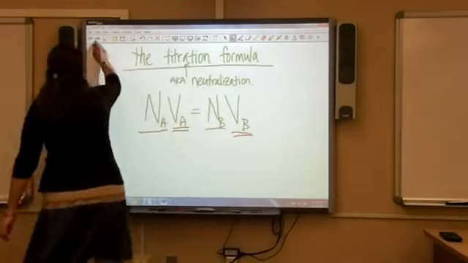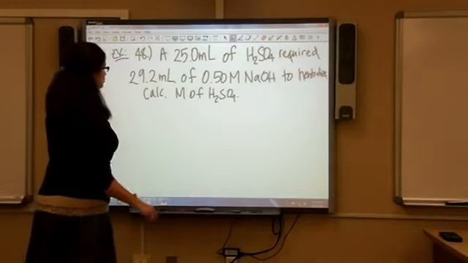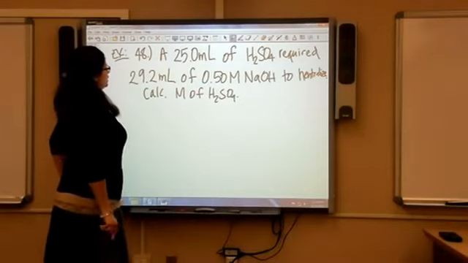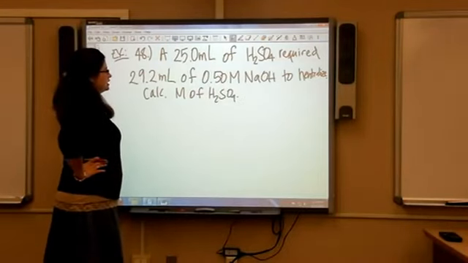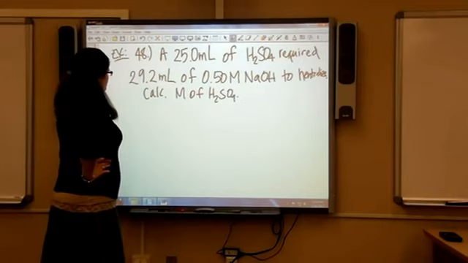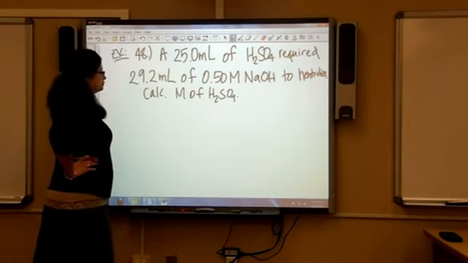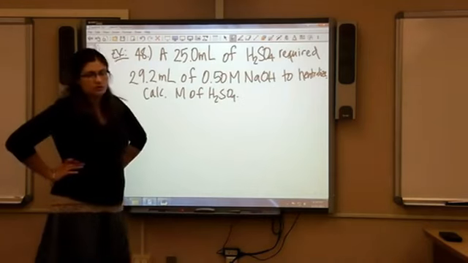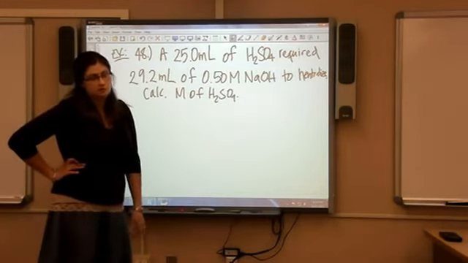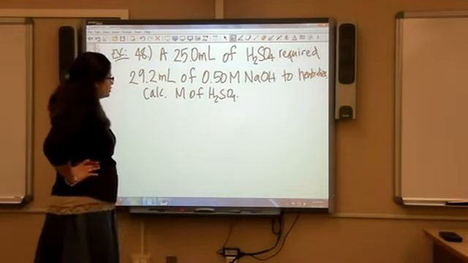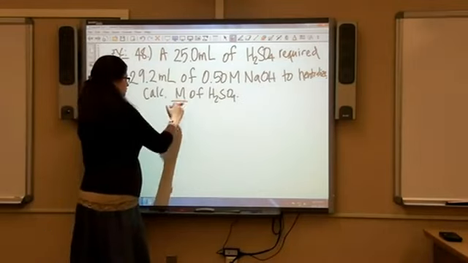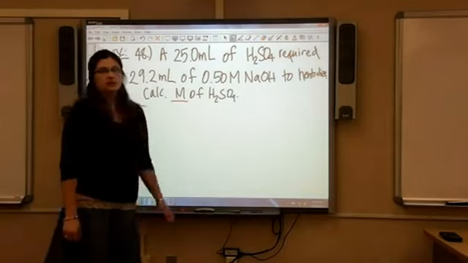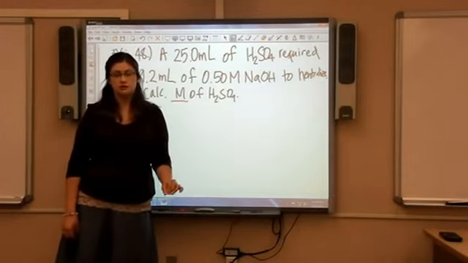Okay, so let's do a couple of examples of this right from your homework. This is number 48. A 25.0 milliliter sample of H2SO4 required 29.2 mL of 0.50 molar NaOH to neutralize, or to reach the end point, same thing. Calculate the molarity of H2SO4. Okay, make your table of knowns and unknowns first.